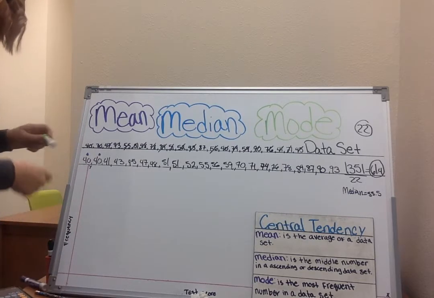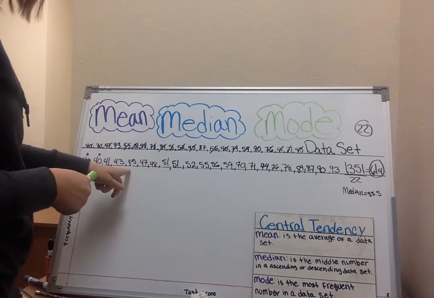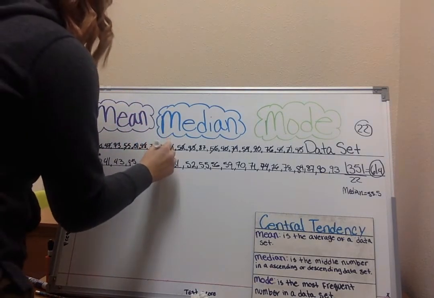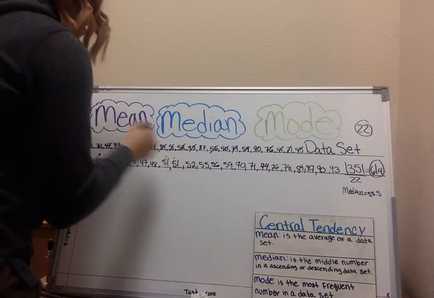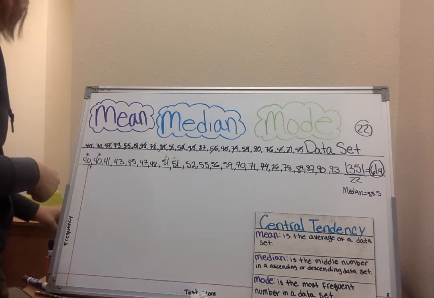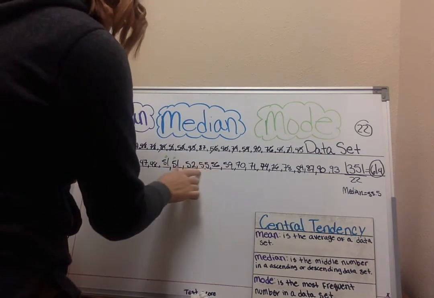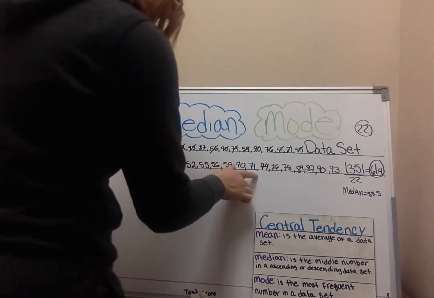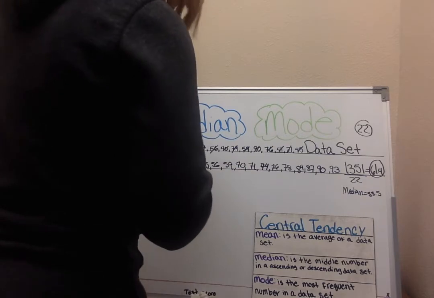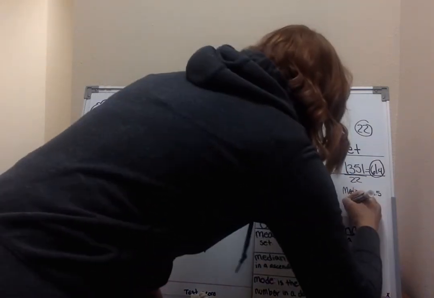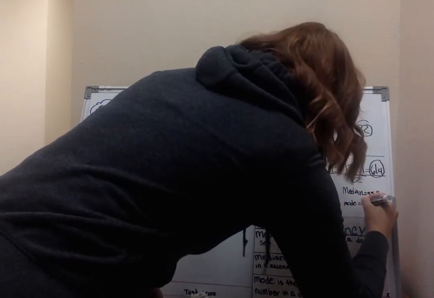So I'm going to take a green marker and I'm going to go through until I find another, okay, 51. 51 has a pair. So 51 gets a green dot. Now let's see. We're going to go through and see if there are any more matches. I'm not seeing any more matches in our data set. So our mode is going to be 40 and 51.